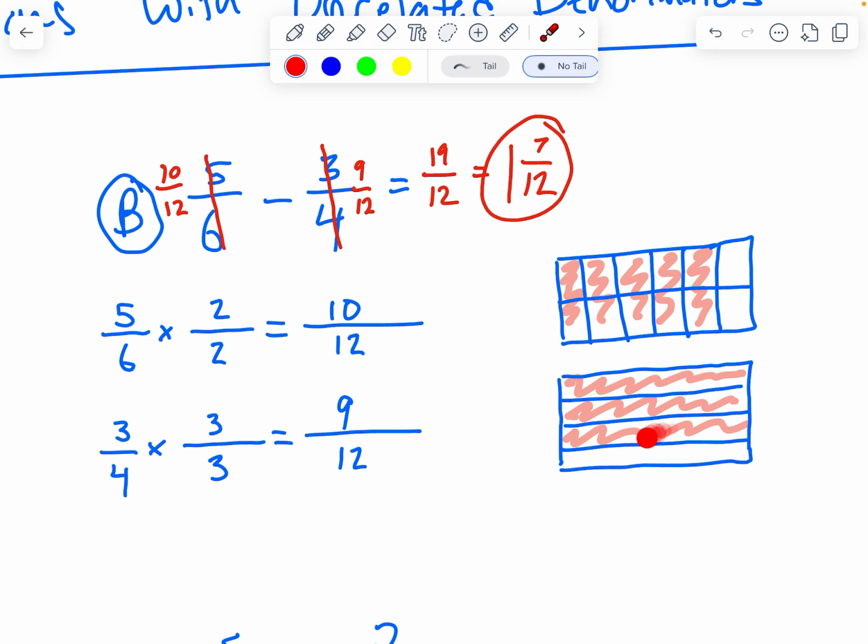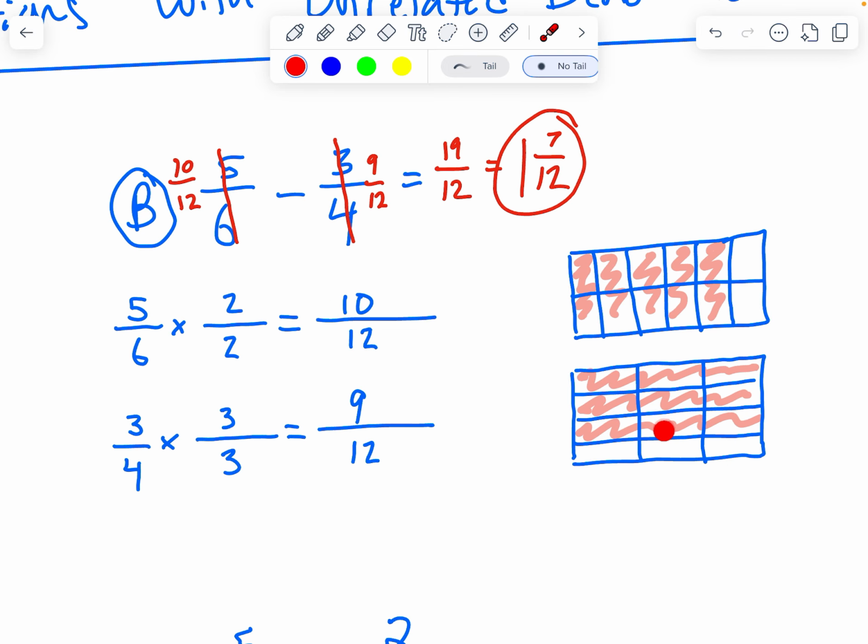And then on this one, I need 12 pieces. There's currently 4. So I'm going to have to cut this into 3 pieces. Boom. And we get 4, 5, 6, 7, 8, 9, 10, 11, 12. I guess the crisscross didn't really matter here. And I can see that this is 9/12. There's 9 shaded out of 12 in the whole, so 9/12. So now I can see that 10/12 plus 9/12 equals 19/12. Or if I took 2 of these and filled in this space, there'd be 7/12 left.